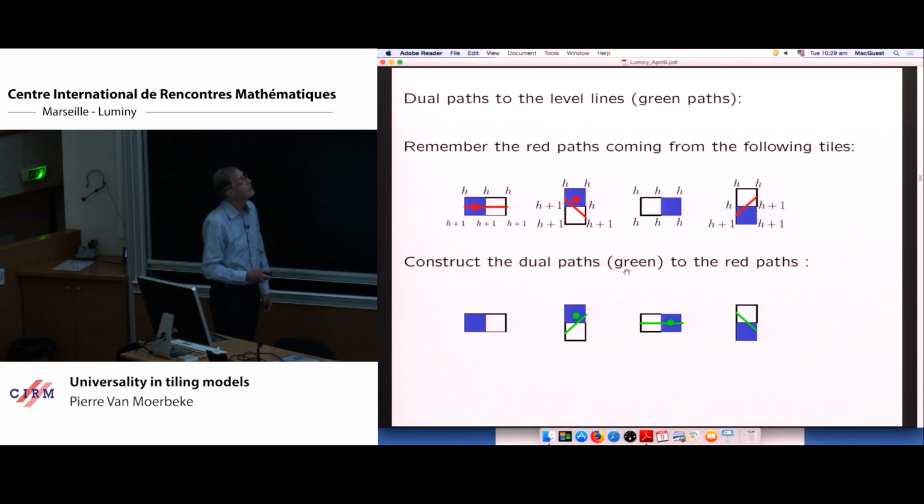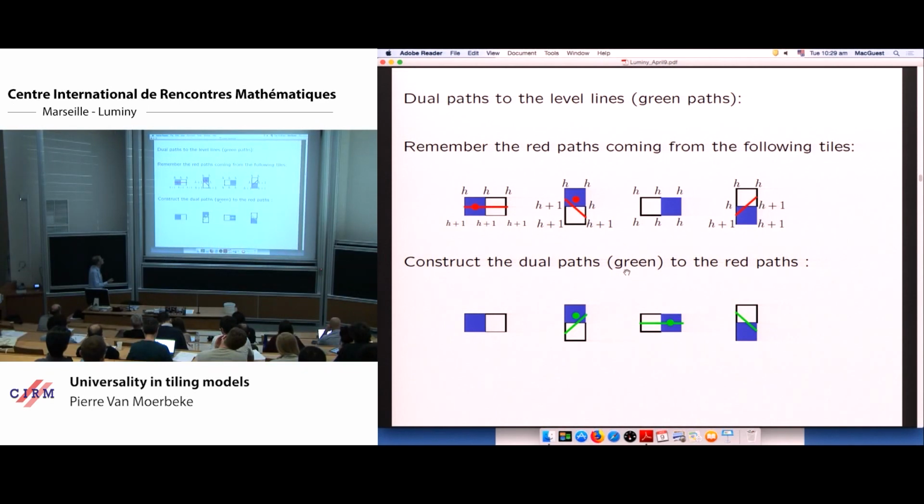And the dual paths are exactly, you might say, it's a dual of this configuration here. So here, what was tilted like that, you make it flat. What was flat, you make it tilted. And this is, well, you take the dual of that, and that amounts to, in fact, drawing a green line going from a half height to another, to the same half height, etc., etc.